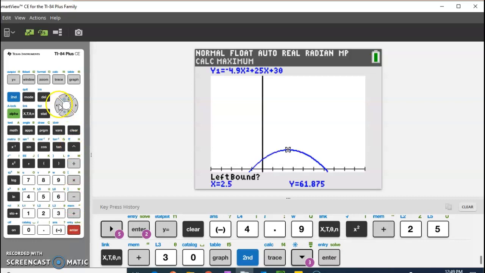And I need to make sure that I'm to the left of that max, and I'm definitely to the left. Above and below doesn't matter, only on zeros does that matter. Now I'm going to go to the right.